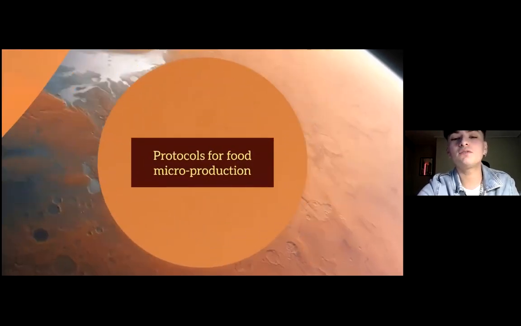Okay, protocols for food micro production. There will be weekly turns to be in charge of the mini greenhouse. The astronaut in charge of it must water it, supervise that all parameters are good, and if necessary, harvest the food.